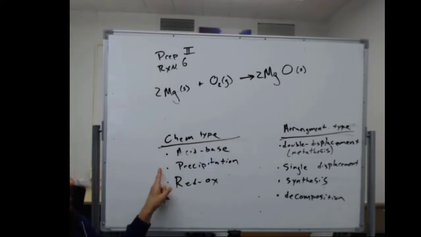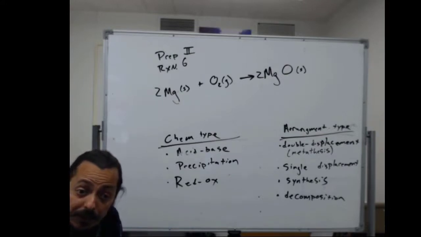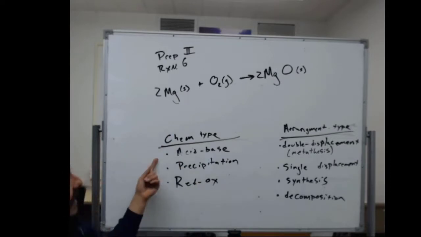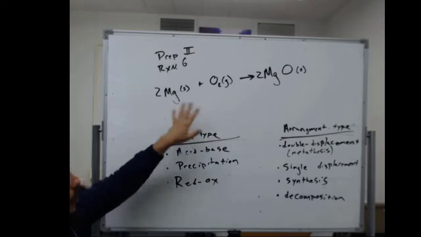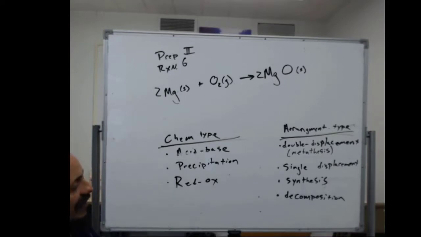So some people jump to the idea that this is precipitation, but precipitation is a solid being formed from 2 liquids. And we don't have any liquids. Acid-base reaction, oxygen can act like a base, but we don't have anything to really act like an acid. So probably not acid-base. This leads us to think that it could be a redox reaction.